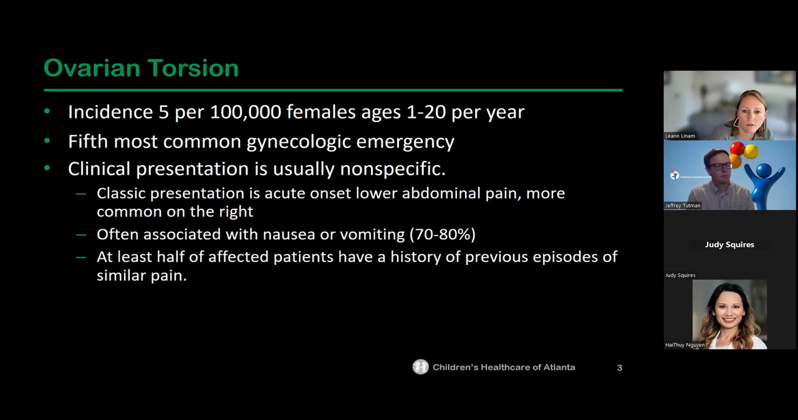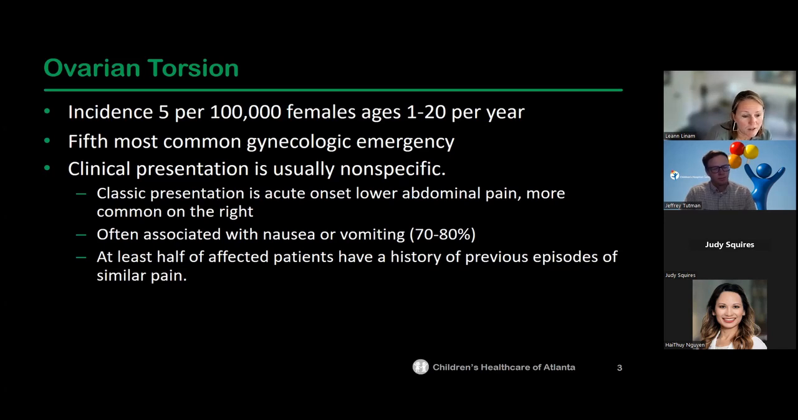Ovarian torsion is a favorite topic of mine, starting when I was a fellow a lot of years ago. So I'm excited to talk about this today. So just some basics. Ovarian torsion, the incidence is about 5 per 100,000 females, ages 1 to 20 per year. Of course, it occurs in older females too, but this is the age group we're interested in. And it's the 5th most common gynecologic emergency.